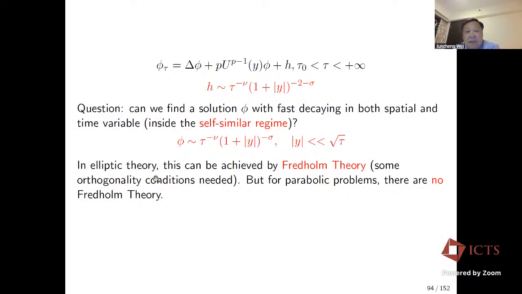In the elliptic theory, this is achieved by Fredholm theory, because you write this in some variational form, in some space, and you write it as identity plus compact, and then you get a fast decay solution by Fredholm theory. But for a parabolic problem, we don't have Fredholm theory. Okay, so we need to find the solution. We need to construct such a solution.